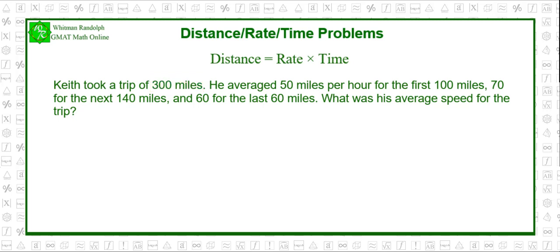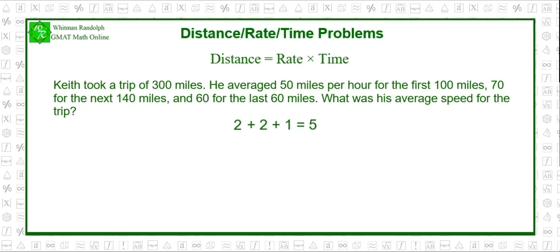The first 100 miles took 2 hours because he averaged 50 miles per hour. The second 140 miles also took 2 hours because he averaged 70. And the last 60 miles took 1 hour because he averaged 60. Therefore, the entire trip took 5 hours.